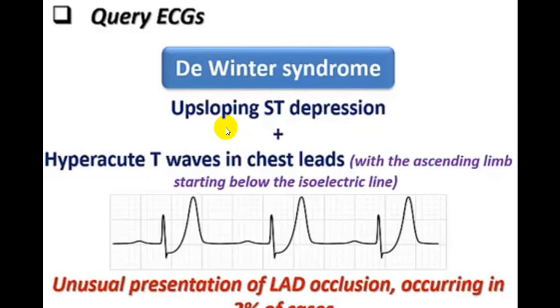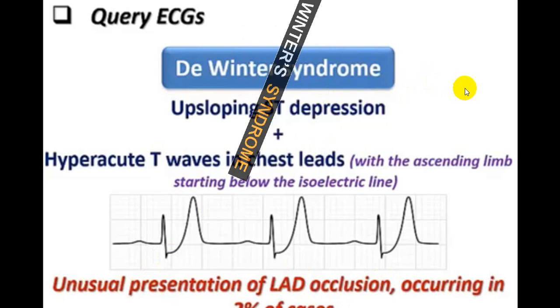Very, very important: upsloping ST depression with hyperacute T wave in chest leads, with the ascending limb starting below the isoelectric line. This is quite important. So the T wave will start right from here, so it is with ST depression. It is an unusual presentation of LAD occlusion, and it occurs in almost 2% of the cases, and this is given the name De Winter sign.